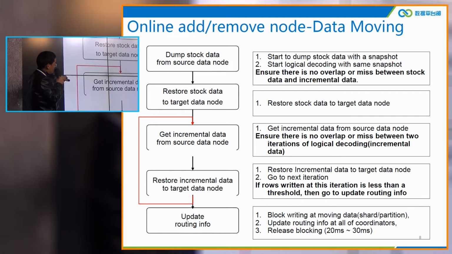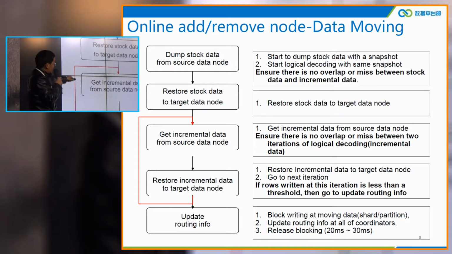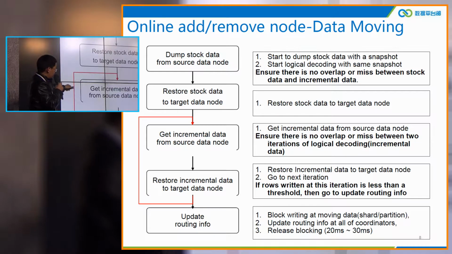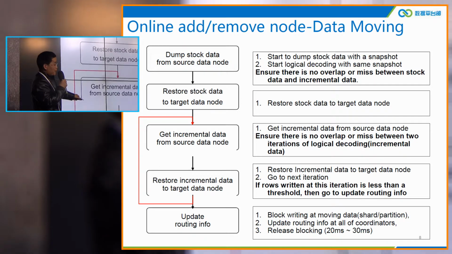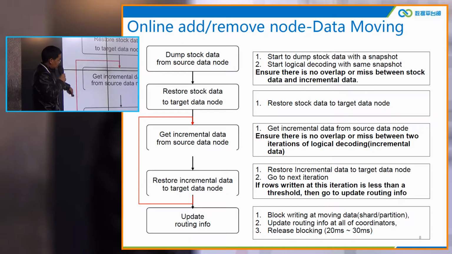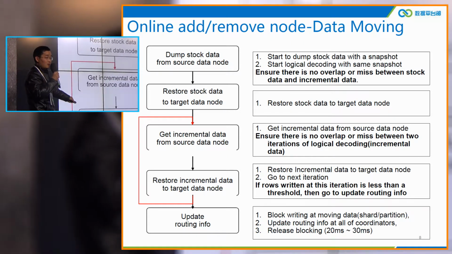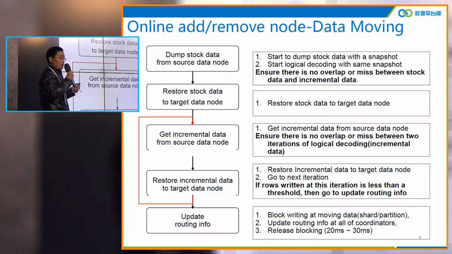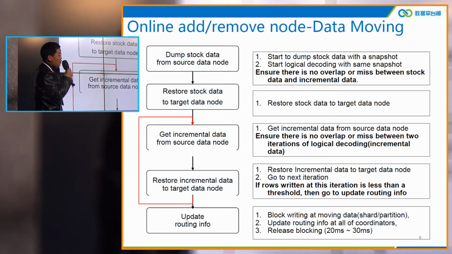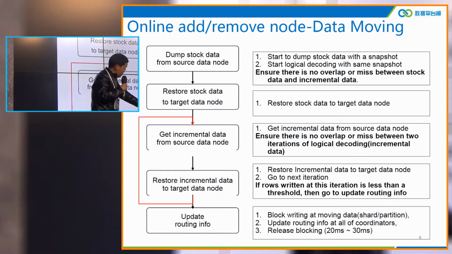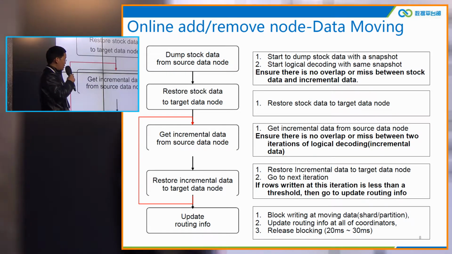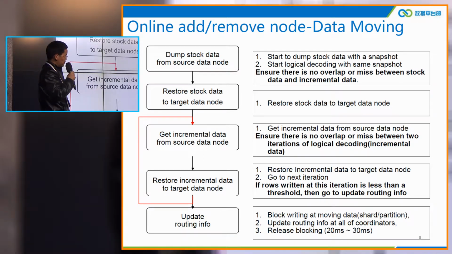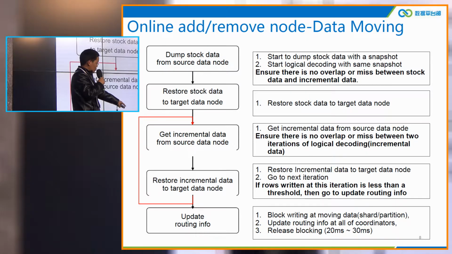After this, we have an iteration loop. In this loop, at the beginning, we just get the new coming data from the source data node, and then restore the new coming data into the target data node. At the end of the loop, we check the new coming data size and compare it to a parameter to see whether the new coming data is little enough. If it is, we break the loop and go into blocking writing at the source node, and then update the routing info of all coordinators. Then after all this, we release the blocking.